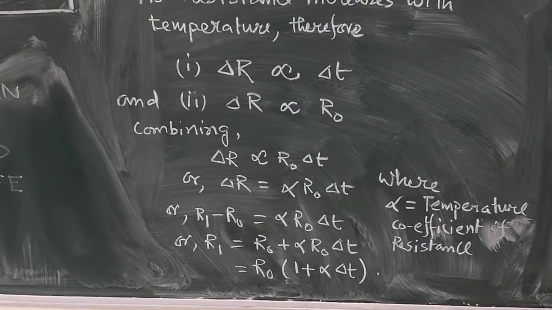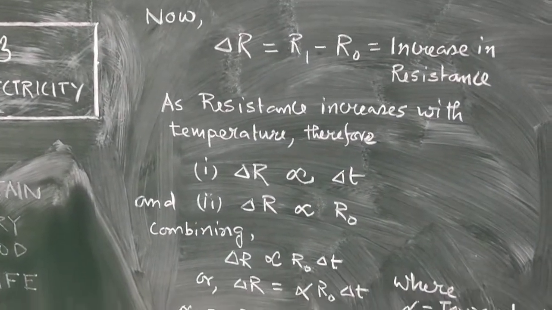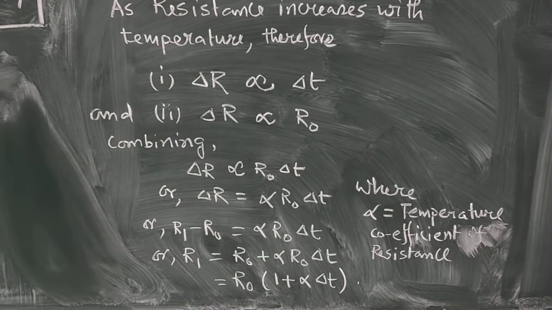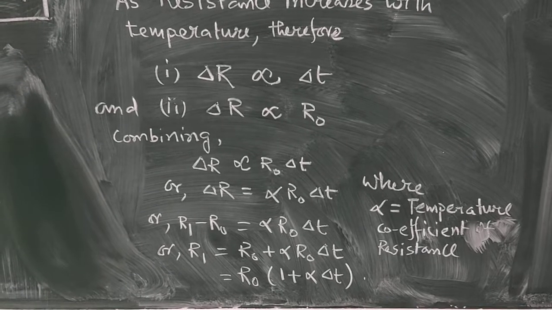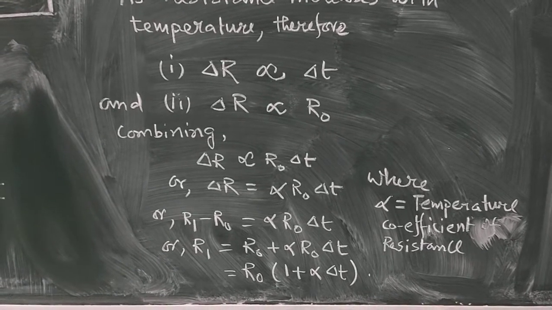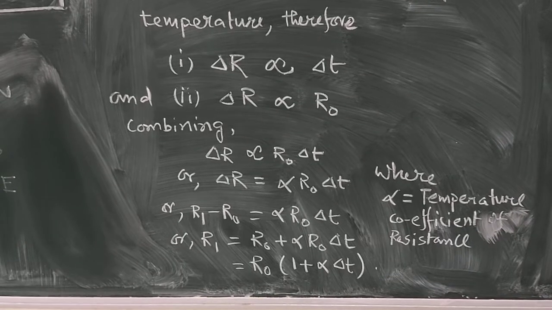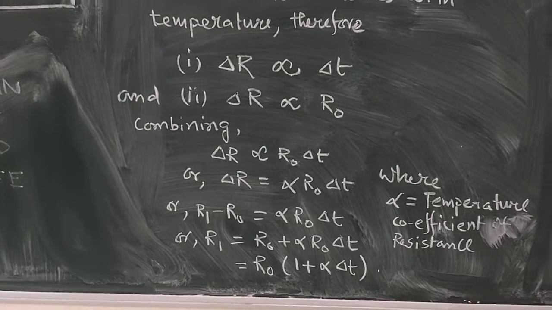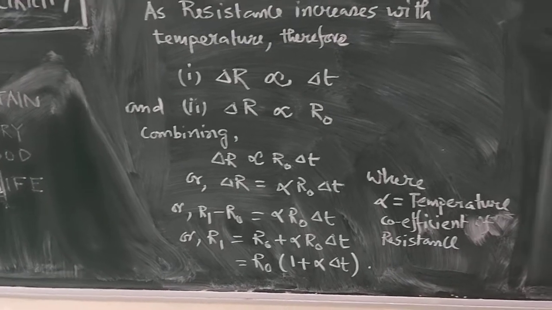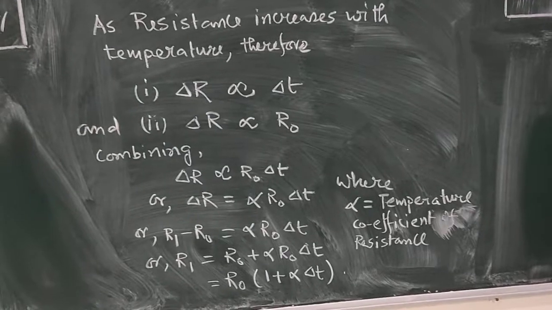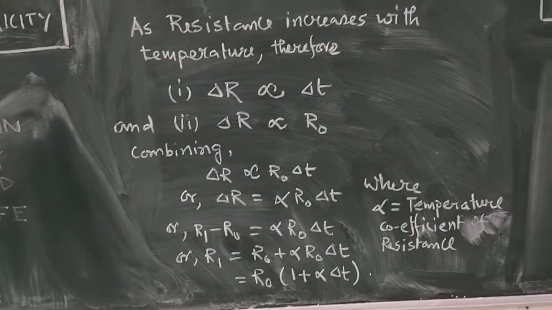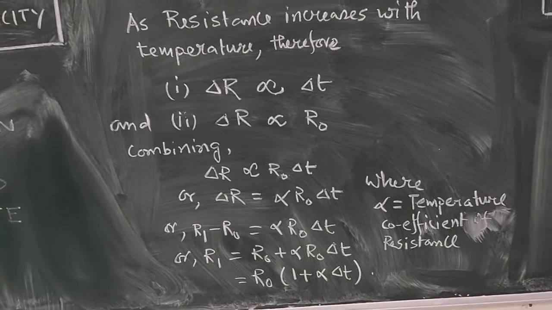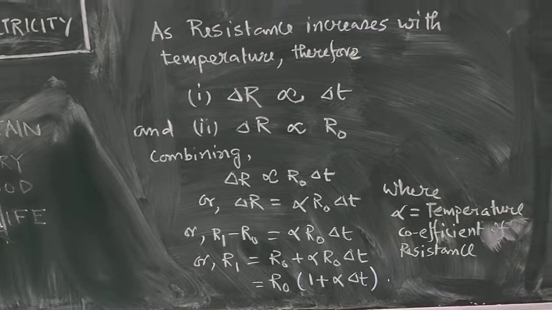So with simple mathematics, delta R, which is R1 minus R0, equals alpha R0 delta T. If you simplify, keeping R1 on one side and R0 on the other side, you can take R0 out common, so it is 1 plus alpha delta T. The final expression is R1 equals R0 times (1 plus alpha delta T). This formula is very important because numericals come, and you can use the formula directly in the exercise numerical. There is one numerical in the exercise, you just have to substitute the values and simplify to get the final resistance.